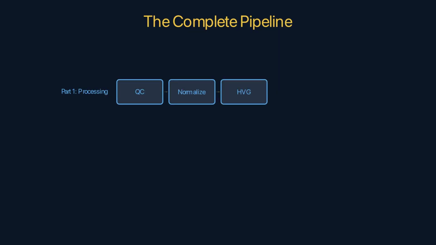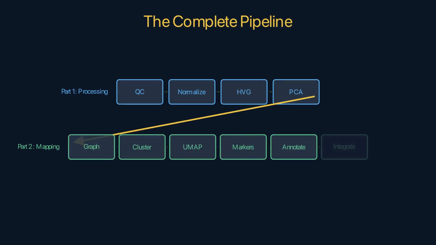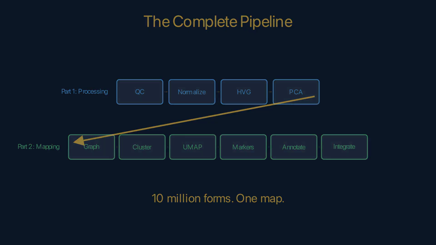The complete Census Bureau pipeline. Quality control. Normalization. HVG selection. PCA. Neighbor graph. Clustering. UMAP for visualization. Marker genes for identity. Annotation for naming. Integration for comparing samples. 10 million forms. 1 map. Every single cell analysis follows this workflow.